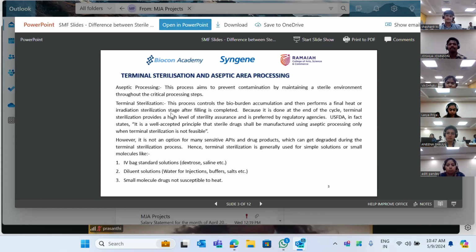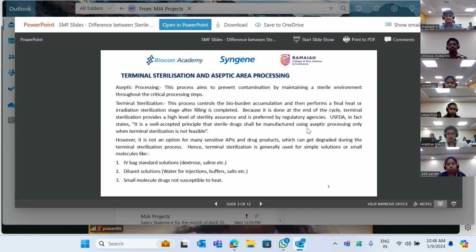Again, one more point which you should note is that terminal sterilization controls the bioburden accumulation and then performs a final heat or irradiation sterilization stage after filling is completed. It means the product is complete, then it goes through the process that I have explained earlier. In fact, the US FDA states that it is a well accepted principle that sterile drug shall be manufactured using aseptic process only when terminal sterilization is not feasible.